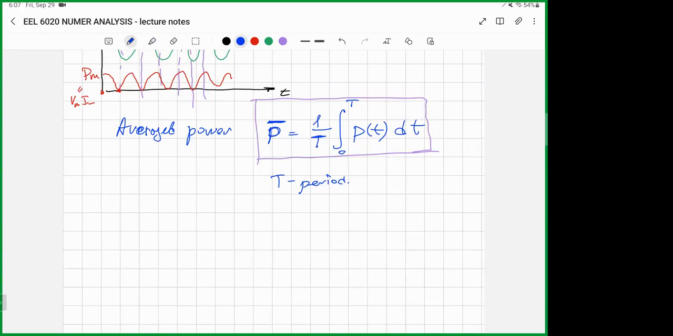And let's calculate the average power then. It's going to be 1 over pi because T is equal to pi, times the integral from 0 to pi of 1 half Vmax Imax times (1 plus cosine 2t) dt. So this integral is split into two integrals, from 1 and from cosine 2t, and the integral of cosine 2t from 0 to pi is equal to 0, right? Because this is the integral of cosine function over the period of it. Cosine gets plus and then minus. The average, of course, is 0.